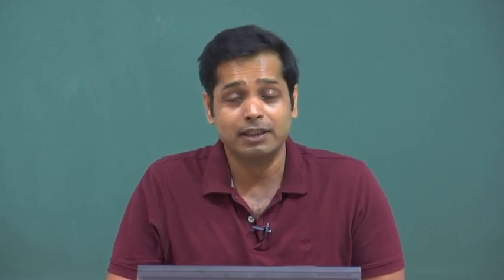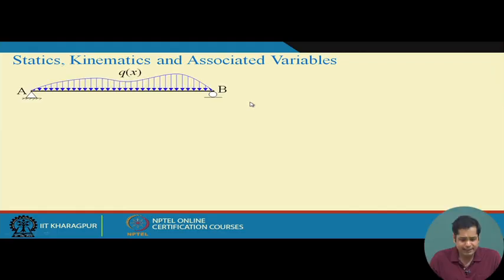Let us first set the platform to derive the concept for the conjugate beam method. Suppose we take any beam. In this case, it is simply supported, subjected to some loading. But whatever we will see, the concept is the same for any boundary conditions and any loading pattern. So suppose this is a beam subjected to a distributed load like this.